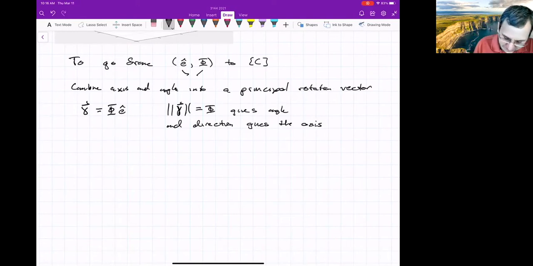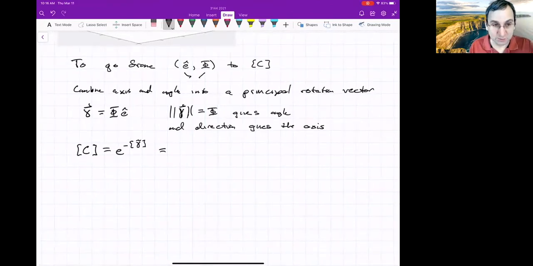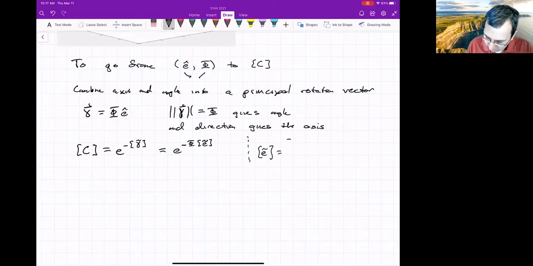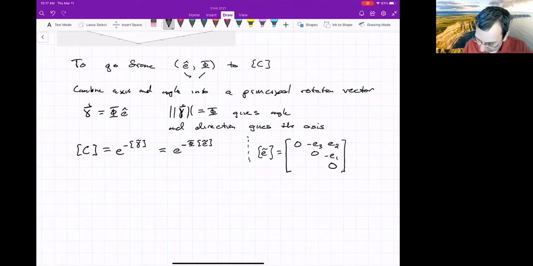What we ended with last time is that you could write the matrix C as a matrix exponential, e to the negative gamma tilde. Because gamma as a vector equals the angle phi times the axis, we could also write this as e to the negative phi E tilde. Just to remind you what this tilde matrix does, eventually you'll remember it: this is negative E3 up there, E2, negative E1. It's anti-symmetric, so on the opposite side of the diagonal, I flip the sign.